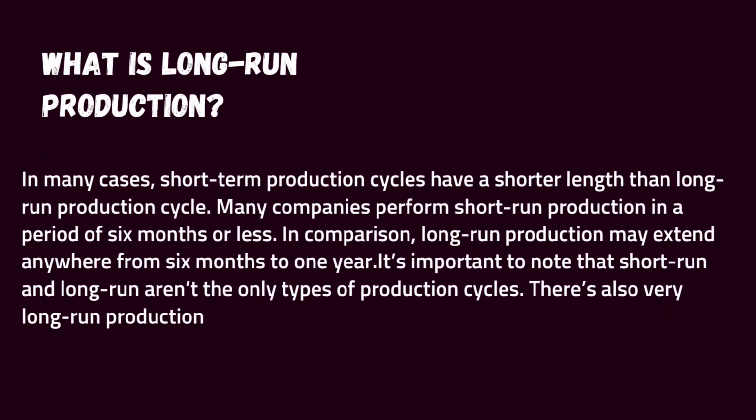In many cases, short-term production cycles have a shorter length than long-run production cycles. Many companies perform short-run production in a period of 6 months or less. In comparison, long-run production may extend anywhere from 6 months to 1 year. It's important to note that short-run and long-run aren't the only types of production cycle. There is also a very long-run production.